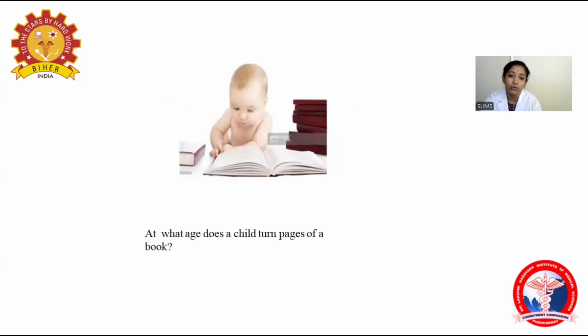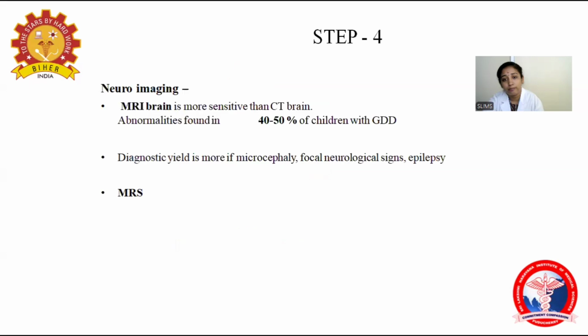So what is the child doing? The child is turning pages of a book. When does the child normally turn pages of a book? At 1 year, the child will turn 2 pages at a time. At 2 years, he will be able to turn 1 page at a time.